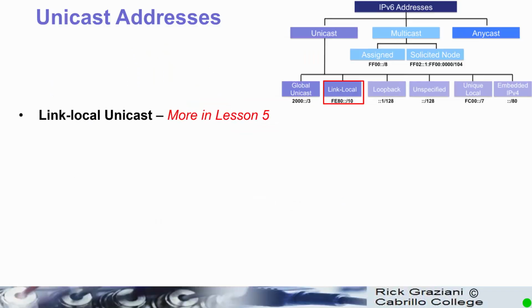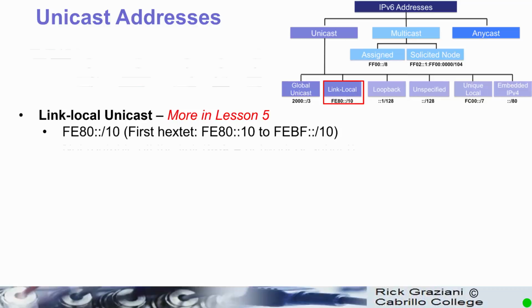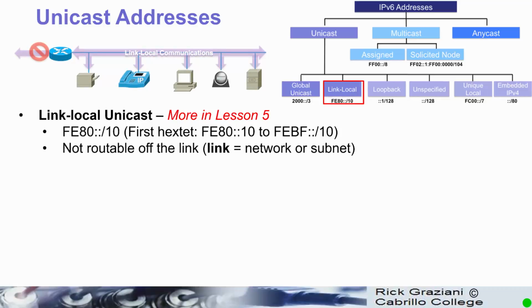Link local, more in lesson 5. This is going to be the FE80::/10. This is not routable off the link. The link is going to be a local or private network. It's unique only on the link.